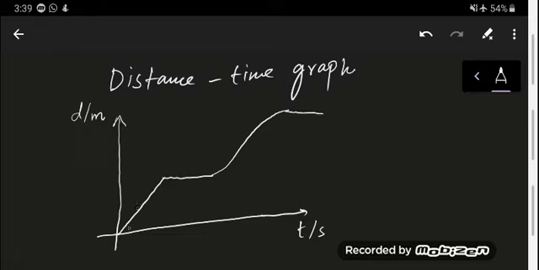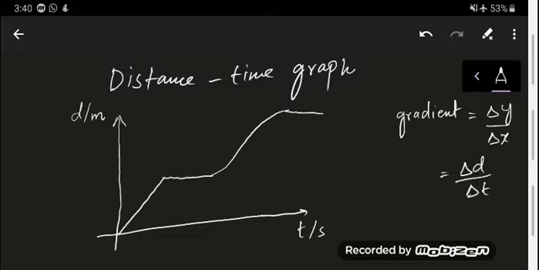Remember that if an object is moving like this, you see that the rate of change of distance is constant. This is a constant gradient. What is gradient? Gradient is change in y coordinate over change in x coordinate. That is, here the y coordinate is represented by the distance. So change in y coordinate is the change in distance, right? That is delta d, and this time is delta t.